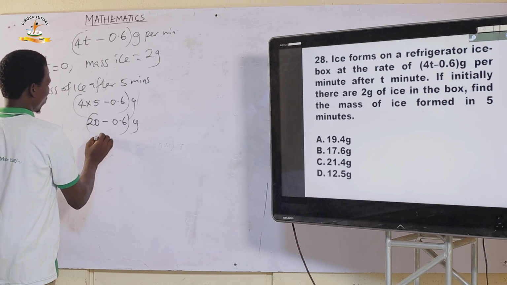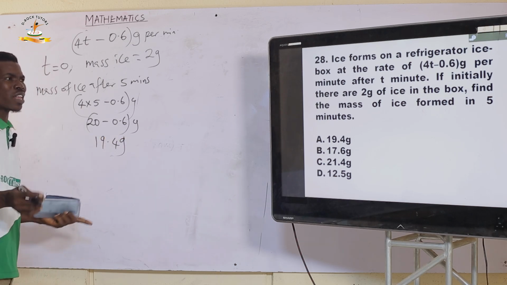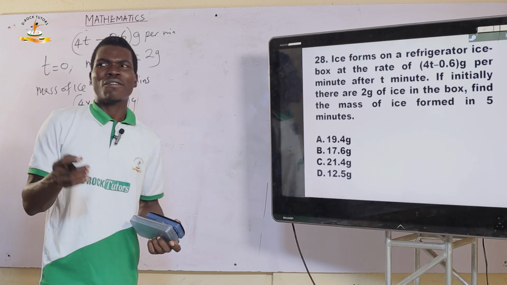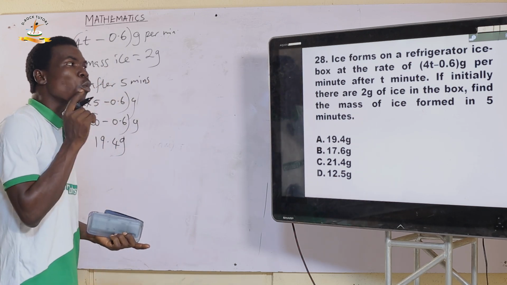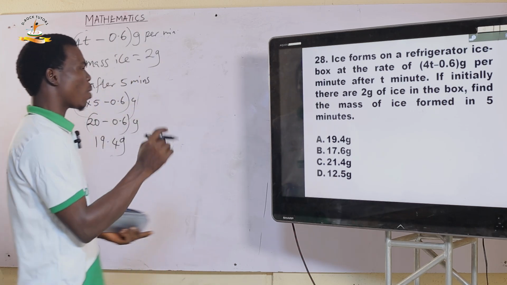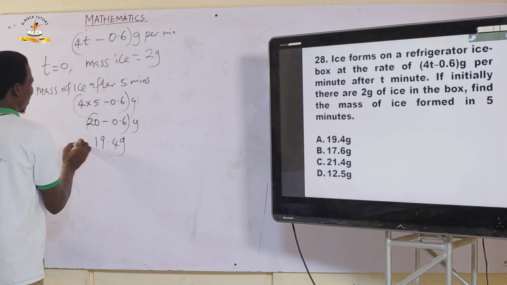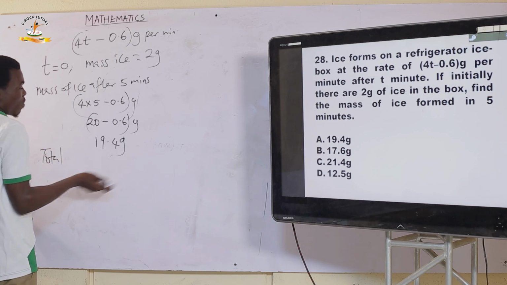This is going to be 19.4 gram, and this is what happens after 5 minutes. It's not the correct option because there were 2 grams of ice in the box originally. So our total number of ice is going to be the initial plus what we have after 5 minutes.